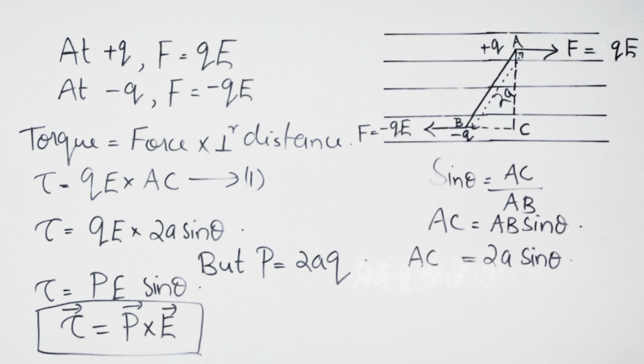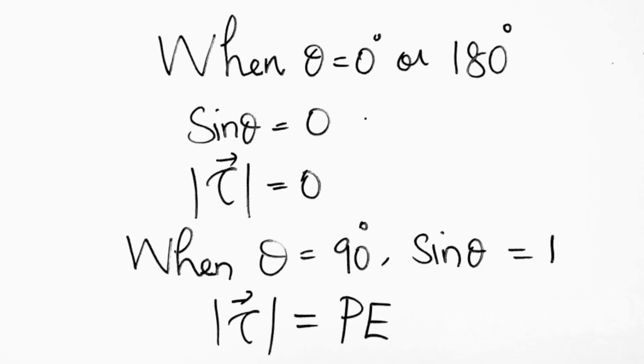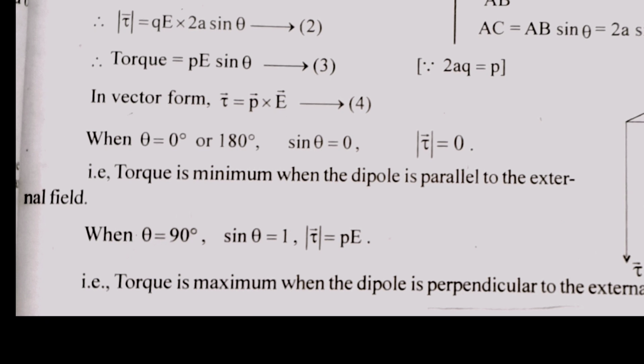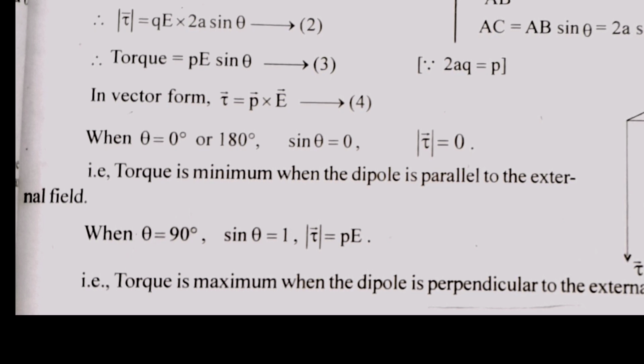And we have also discussed the two special cases. The first is when theta equals 0 or 180 degree, we get minimum torque, that is tau is equal to 0. And when theta equals 90 degree we get maximum torque, that is tau is equal to P into E. So that is all about torque on a dipole in a uniform electric field. Hope it is clear to you.